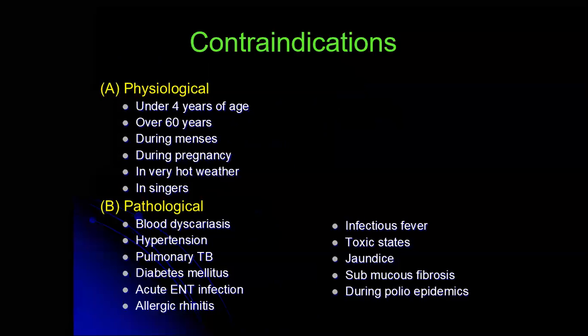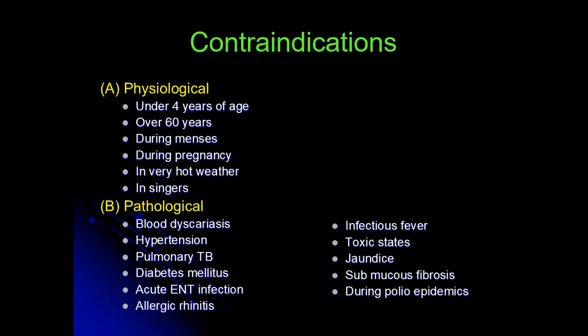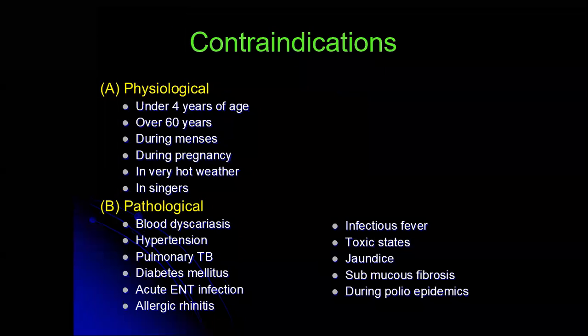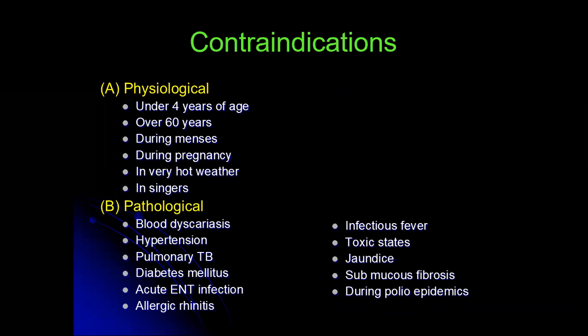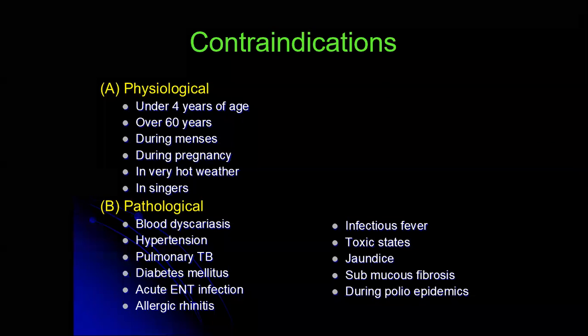Now, contraindications. Which conditions are there when we are not doing a tonsillectomy operation? Contraindications: step A is the physiological state. Number one, the book says under 4 years of age, though some reckon 3.5 years, and over 60 years of age. That is a physiological contraindication; we are not doing tonsillectomy at these ages.